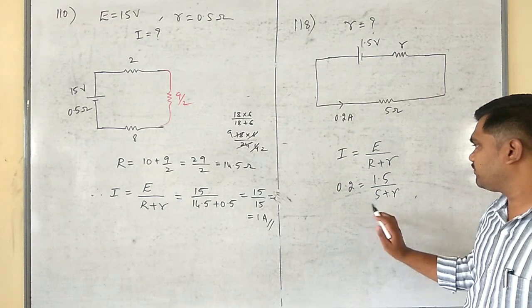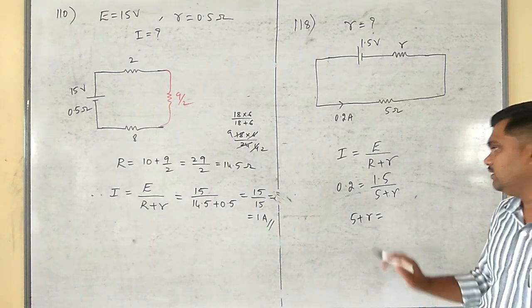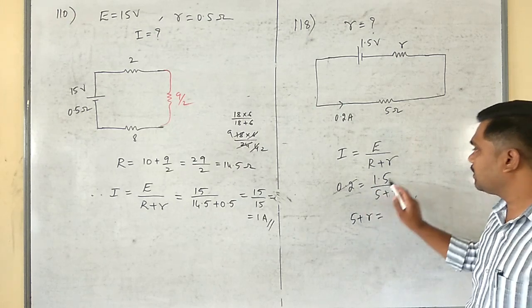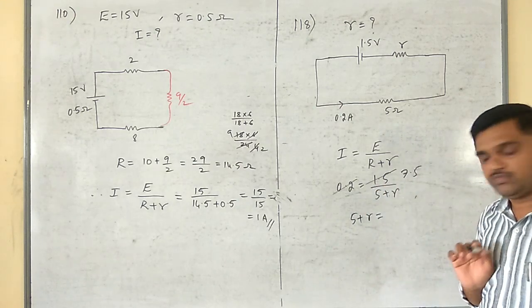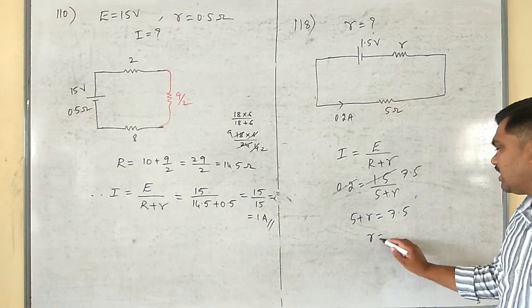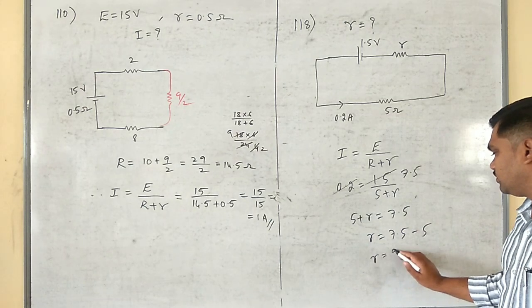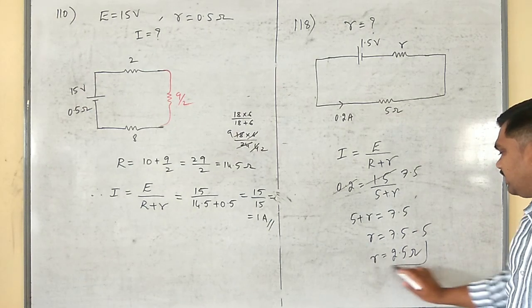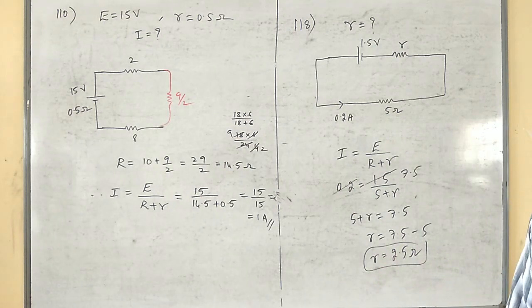On cross multiplication, it gives us 5 plus r is equal to 1.5 by 0.2, which gives 7.5. Therefore r is equal to 7.5 minus 5, which is equal to 2.5 ohm. So that is option B.